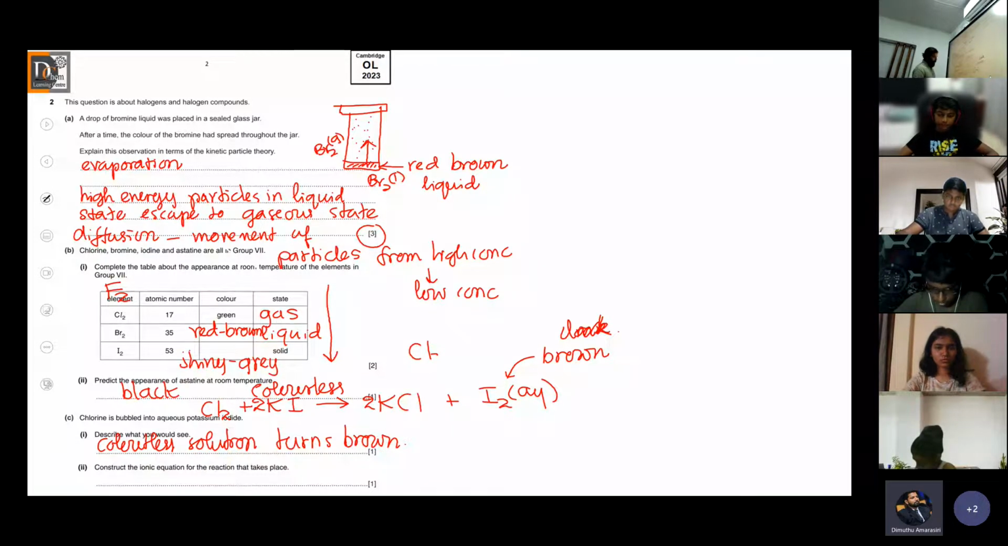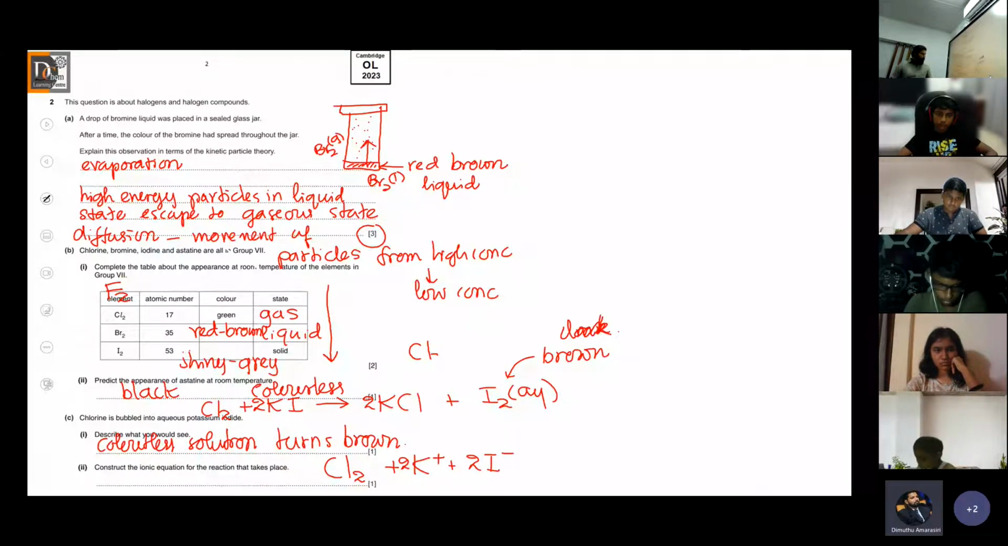Right. Okay. Construct the ionic equation. Let me help you how to write the ionic equation in this case. Chlorine is a molecule. You can't break that into ions. Potassium iodide, you can break that into ions, potassium plus iodide ions, because it's ionic. Ionic compounds which are soluble in water can break into ions.